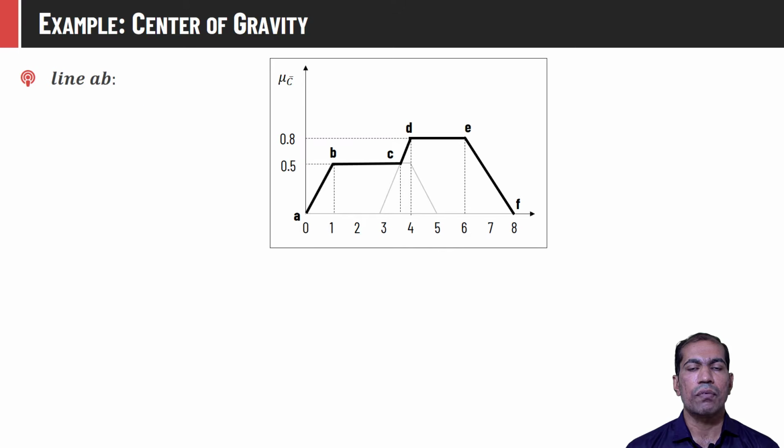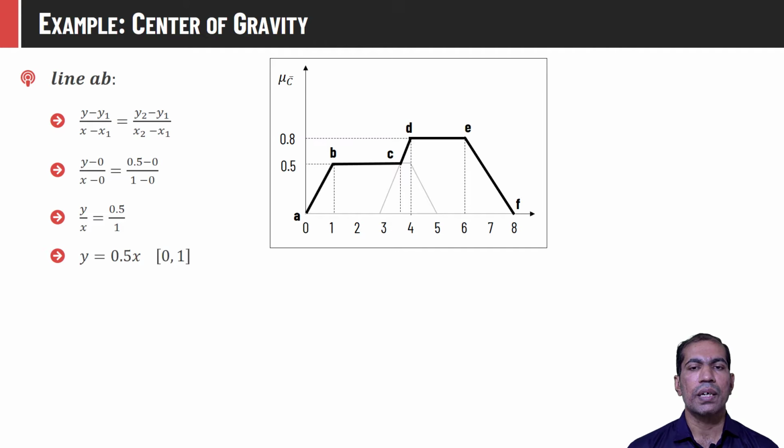From the equation of a line, we can write (y minus y1) upon (x minus x1) is the same as (y2 minus y1) upon (x2 minus x1), where (x1, y1) and (x2, y2) are the two endpoints of the line, and (x, y) is any random point on the line. So if we know x, we can compute y and vice versa. For line AB, (x1, y1) would be (0, 0) and (x2, y2) would be (1, 0.5). Putting those values in this equation, we get the equation of the line as y equal to 0.5x.